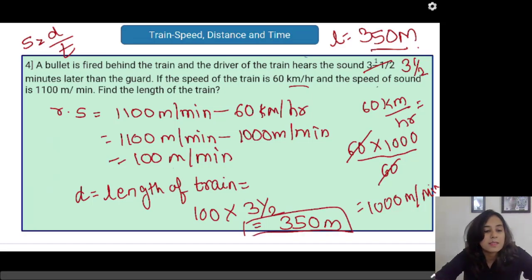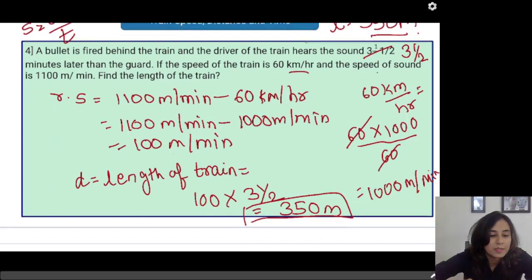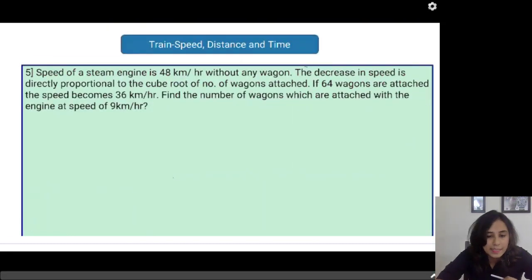This was an easy one, guys. I hope you all have got this answer correct. Now let us get to the next question. Yes. Speed of a steam engine is 48 kilometers per hour without any wagon. The decrease in speed is directly proportional to the cube root of number of wagons attached. If 64 wagons are attached, the speed becomes 36 kilometers per hour. Find the number of wagons which are attached with the engine at the speed of 9 kilometers per hour.